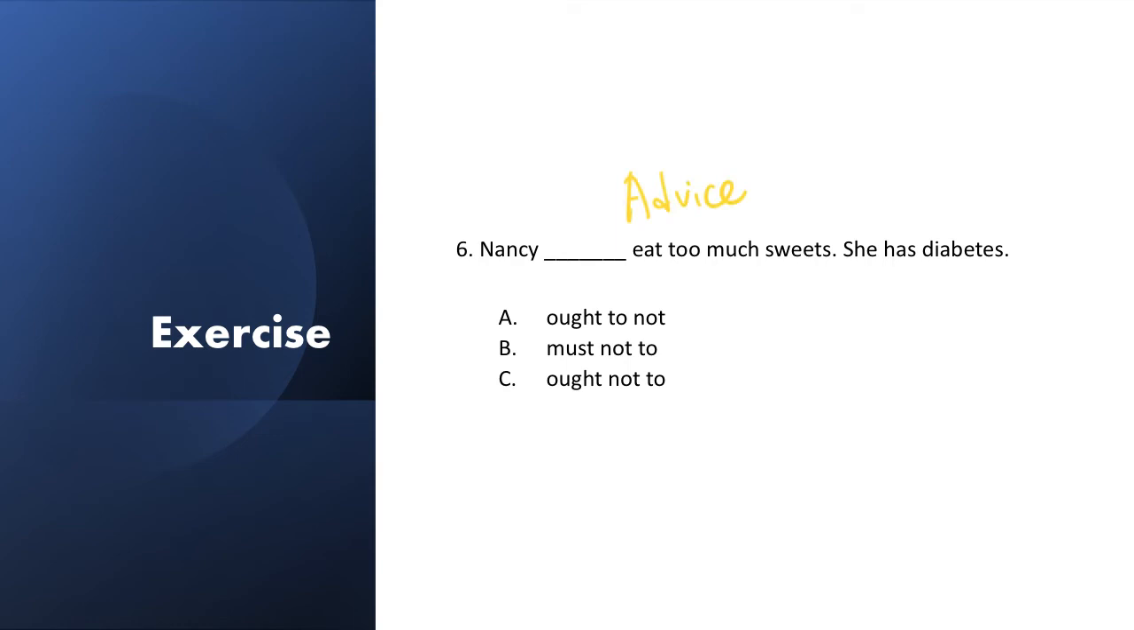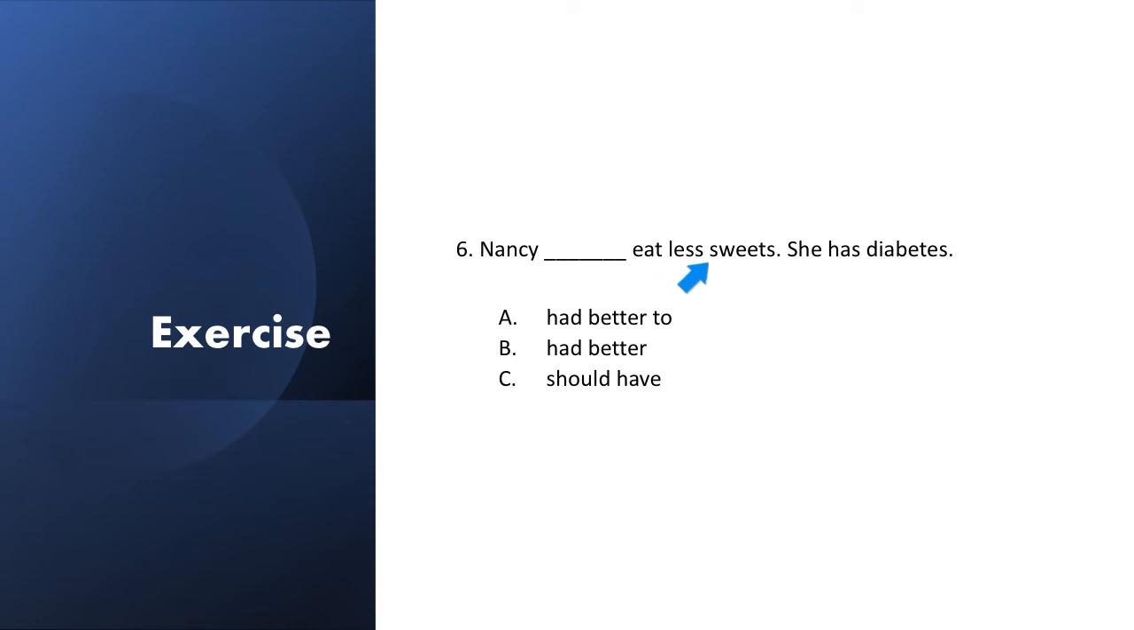Okay, let's take a look. Is it ought to not, must not to, or ought not to? So this question is actually testing whether you know how to form the negative form of the modal verbs. Looking at A to C, only C is a correct negative form. So here the answer should be C, ought not to. Nancy ought not to eat too much sweets. She has diabetes.